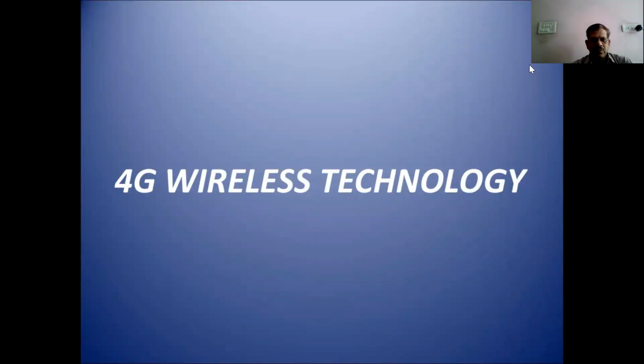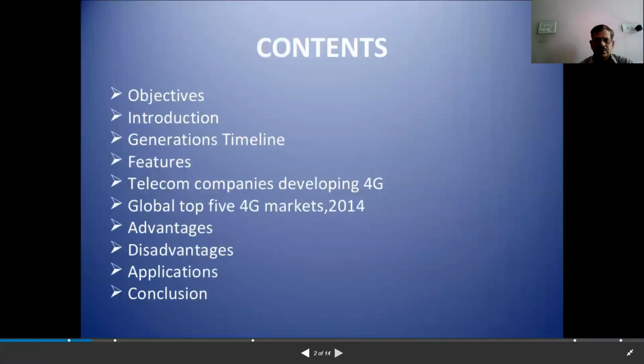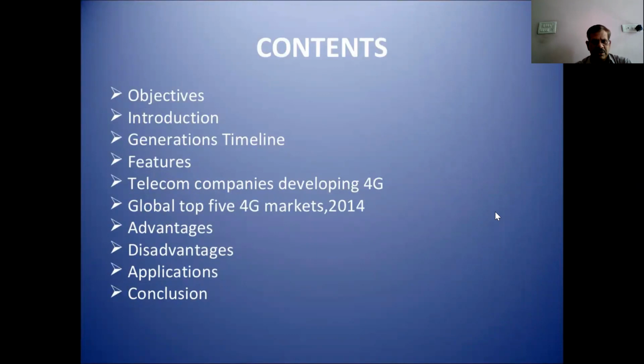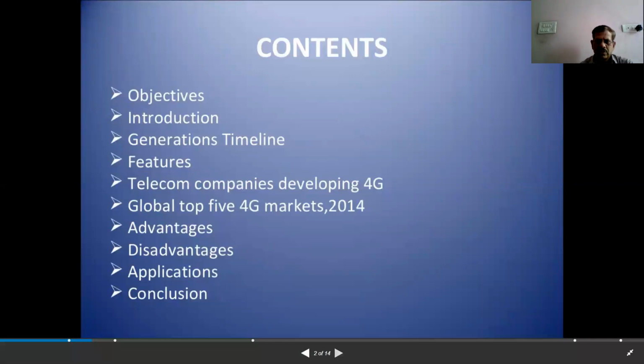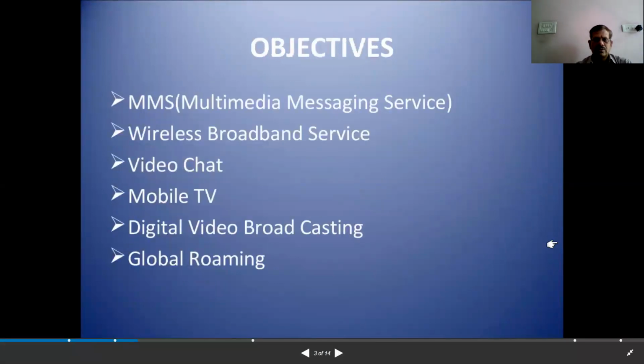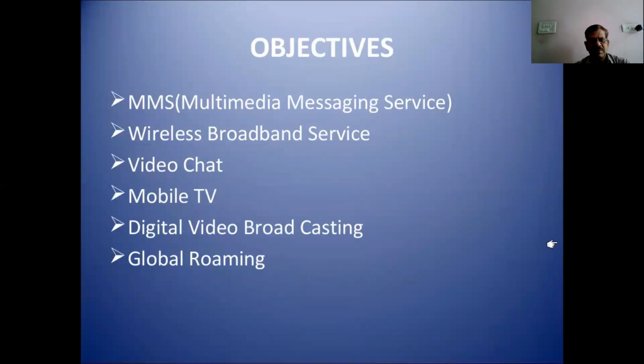So now we will come to the next topic, 4G wireless technology. The contents of 4G technology: objective, introduction, generation, timeline, features, telecom companies developing 4G, global top 5G, 4G market, advantages, disadvantages, and applications also. In the objective: MMS multimedia message service, wireless broadband service, video chat, mobile TV, digital video broadcasting, and global roaming.